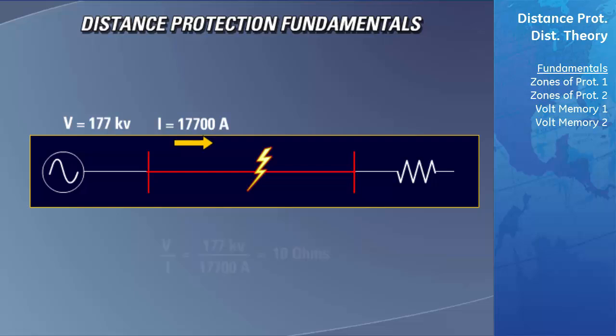Distance relays are programmed to know the impedance to the end of the transmission line. If the impedance the relay calculates is less than the impedance of the transmission line, it will know that the fault is on the transmission line and trip the circuit.